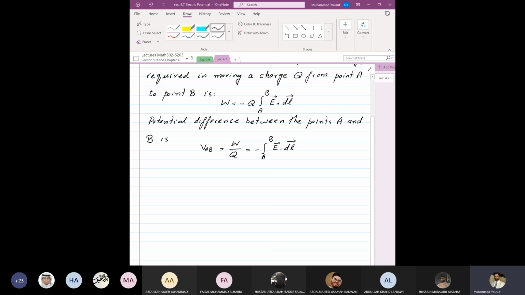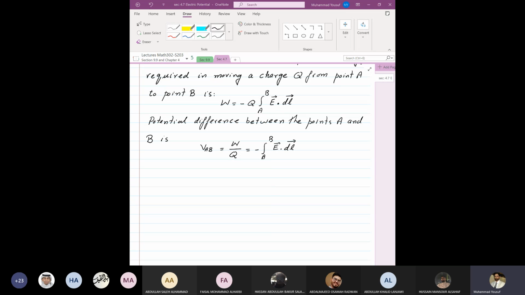If VAB is negative, there is a loss of potential energy in moving Q from A to B. This implies that the work is being done by the field. However, if VAB is positive, there is a gain in the potential energy in the movement, and an external agent performs this work. VAB is independent of the path taken, and it is measured in joules per coulomb.